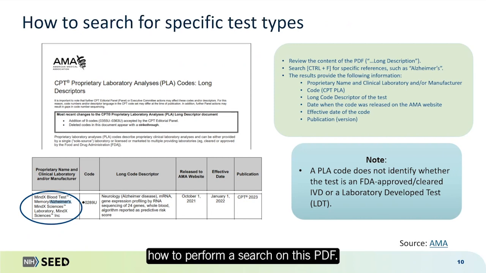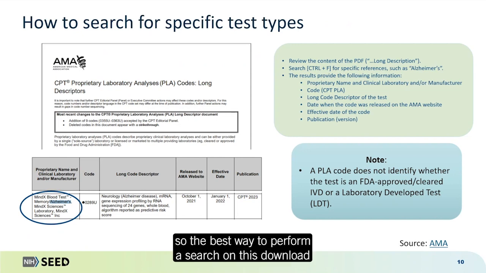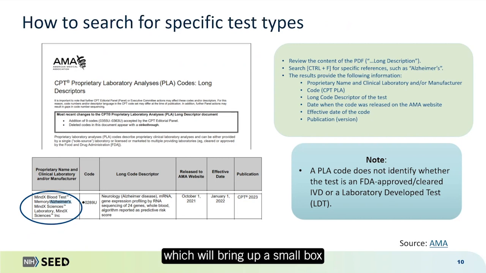Lastly, I want to walk through how to perform a search on this PDF. There is no specific box that will show up, so the best way to perform a search on this download is to use the Control F function on one's keyboard, which will bring up a small box in which you can put your key term.